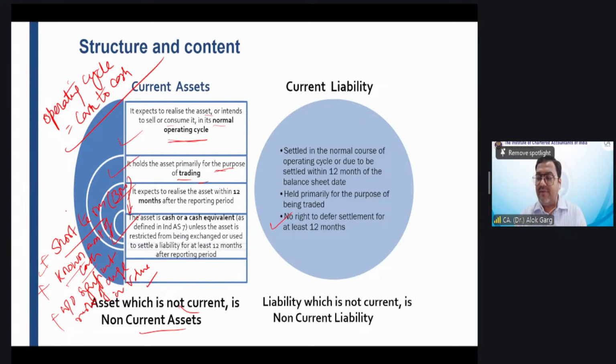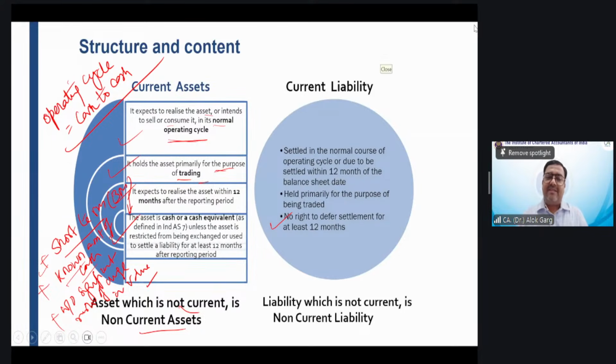In that case, my dear friends, it will be considered as a cash and cash equivalent, provided it has to be deposited for 3 months. So what is a cash equivalent? Any deposits which have an original maturity period of 3 months will be considered as a cash equivalent. Okay? Is that clear?